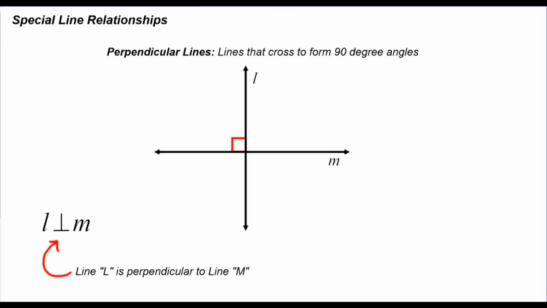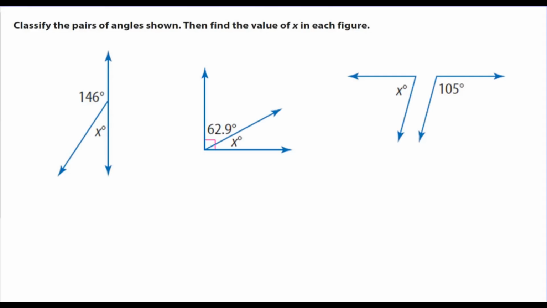Next, I want to talk about some line relationships. And perpendicular lines are 2 lines that cross to form 90-degree angles. So we would say that line L is perpendicular to line M. And then we've got that notation right here, that upside down capital T means perpendicular. So line L is perpendicular to line M, so that we know that the 4 angles that are formed, all of these angles are going to be 90 degrees. So when you have perpendicular lines, you form 4 90-degree angles.